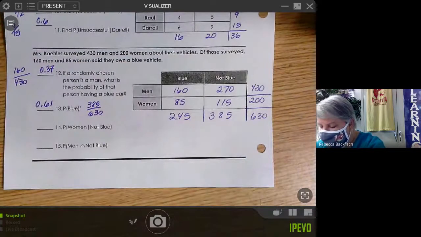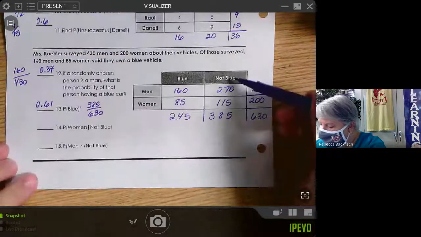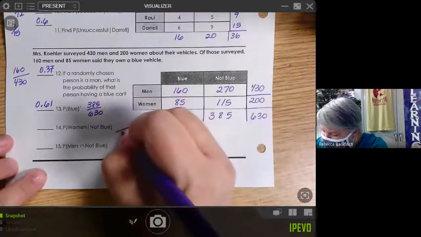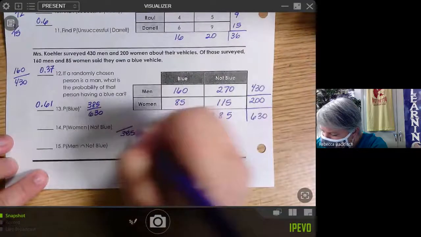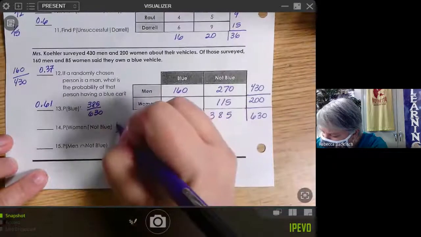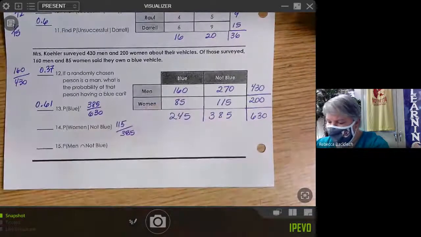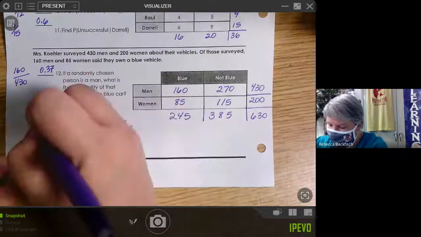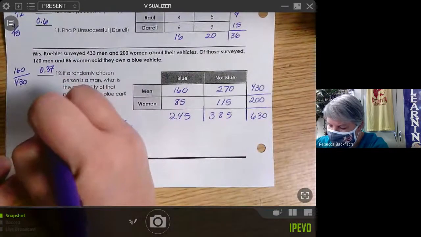What is the probability of being a woman if we know you don't have a blue car? So that's out of 385. The probability of being a woman is 115 out of 385. That is 0.298, so 0.30 to round it.